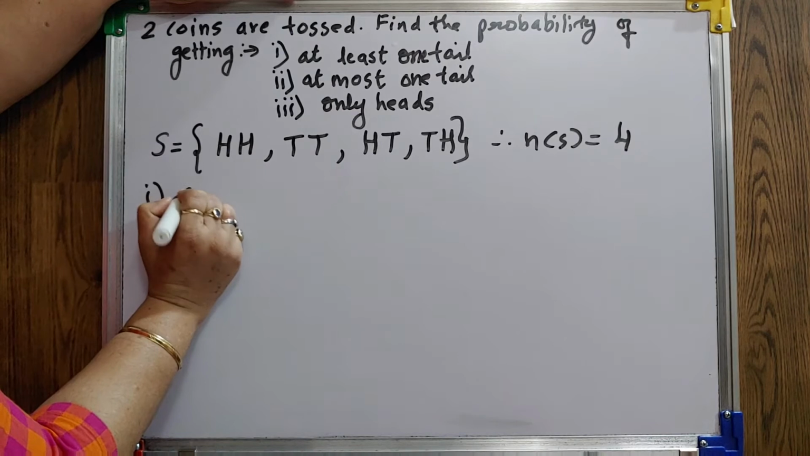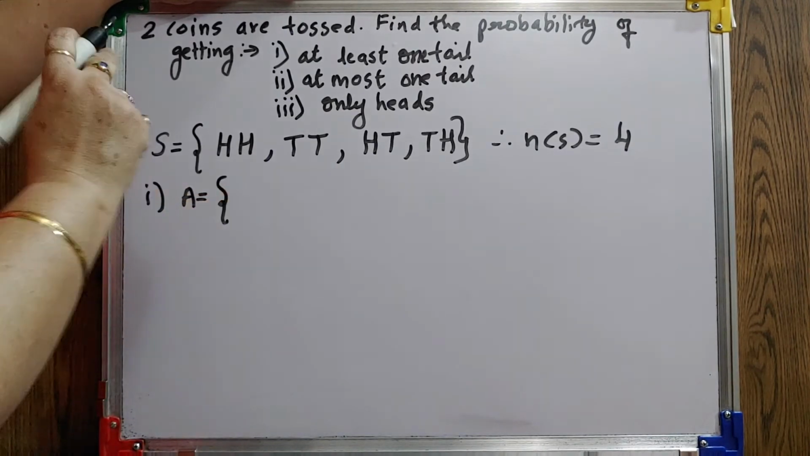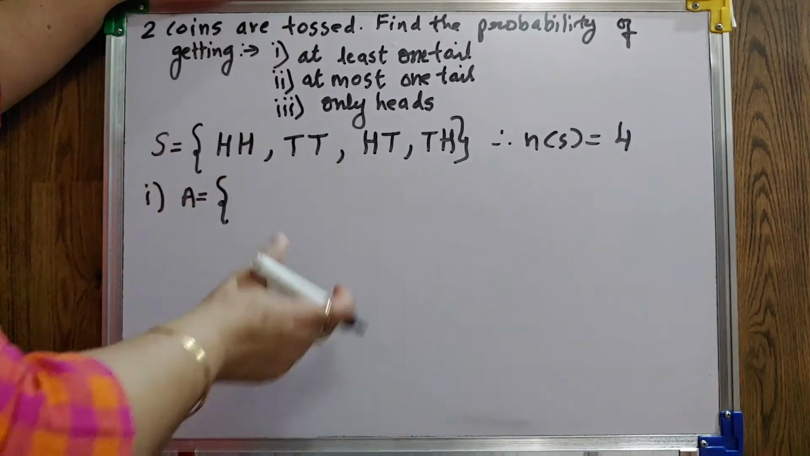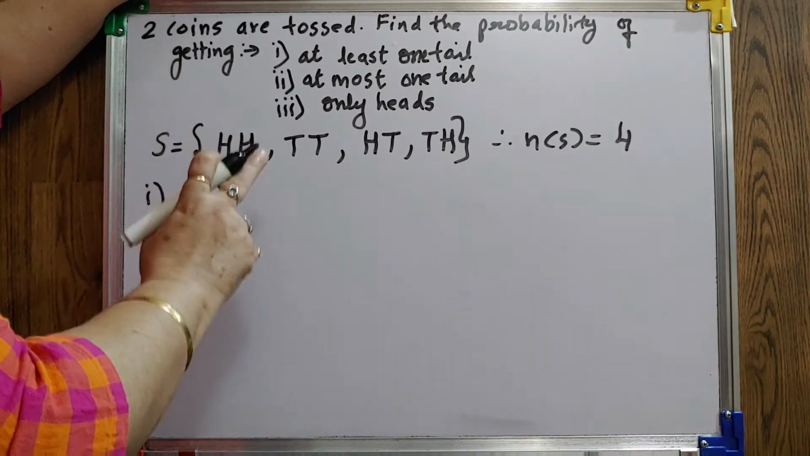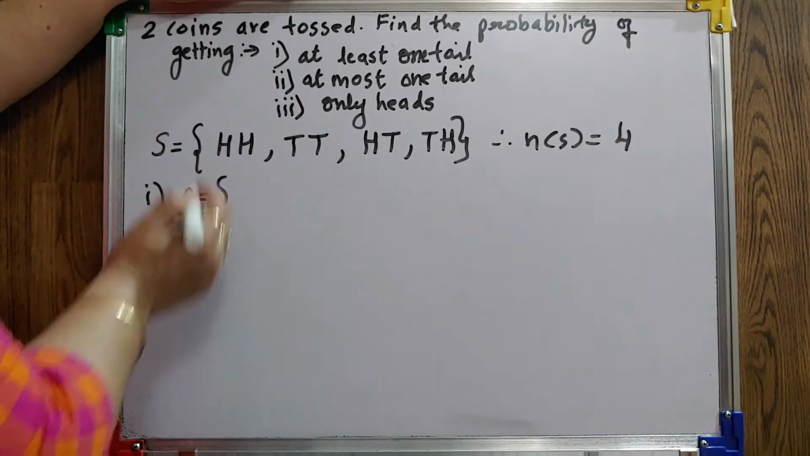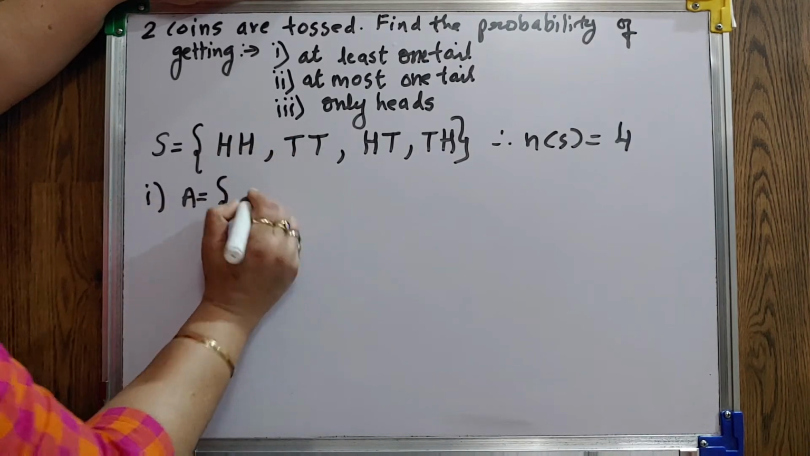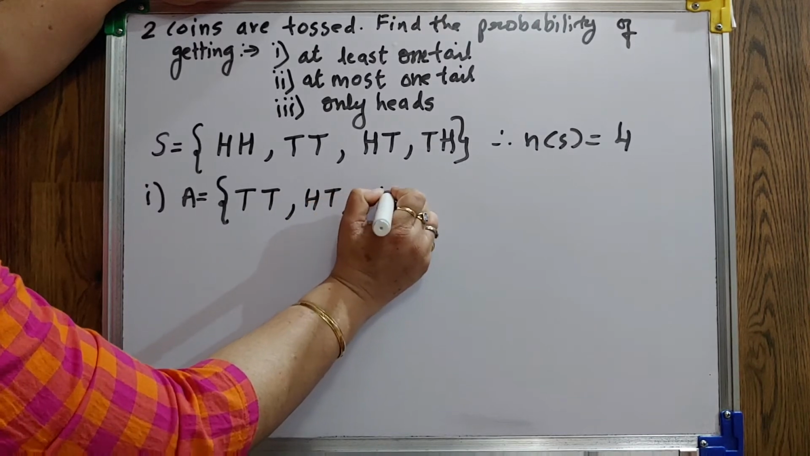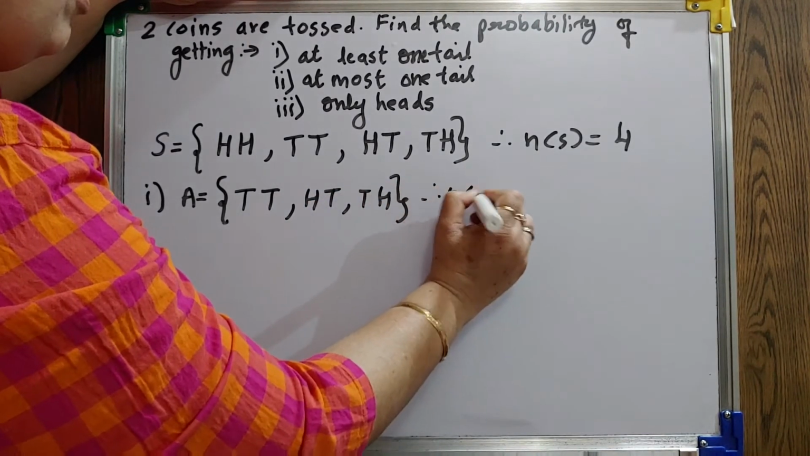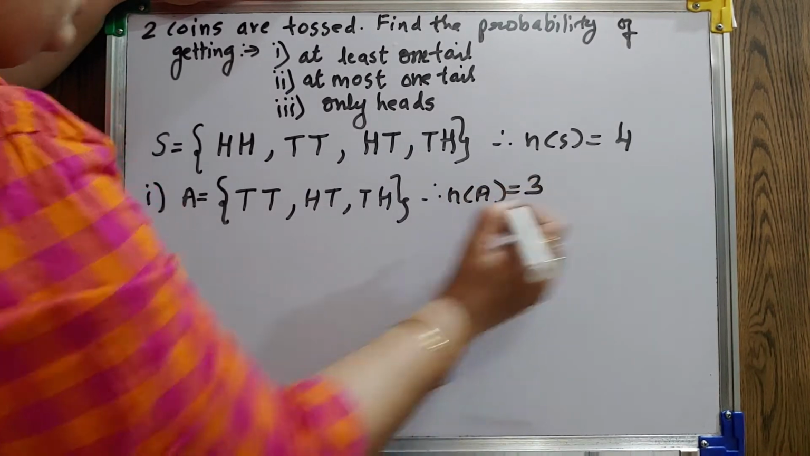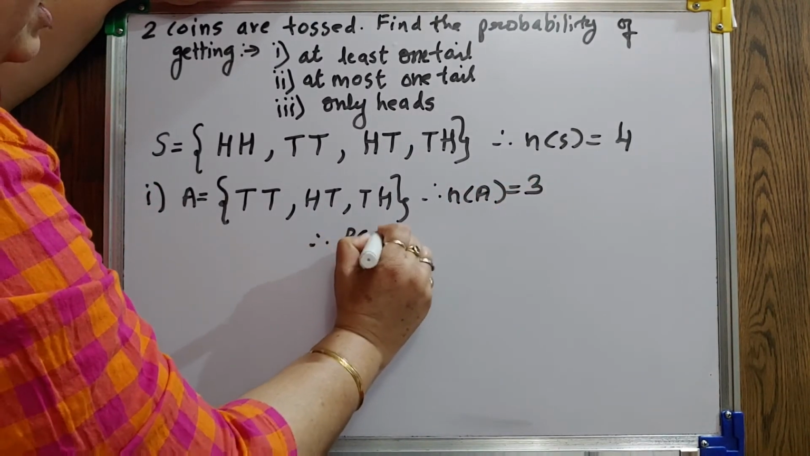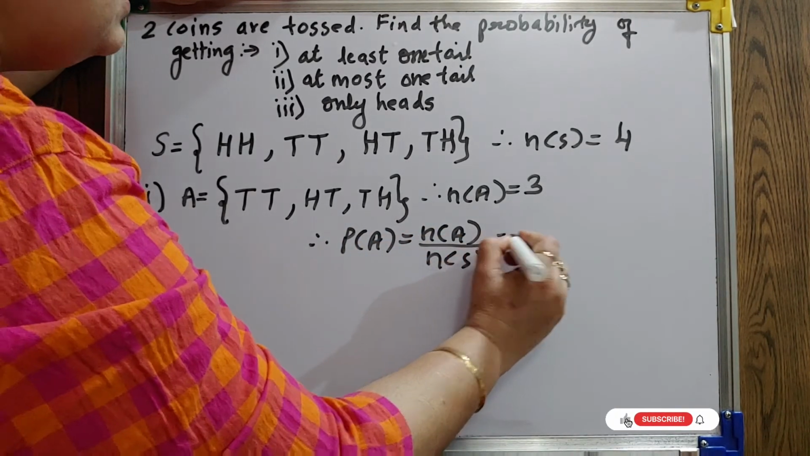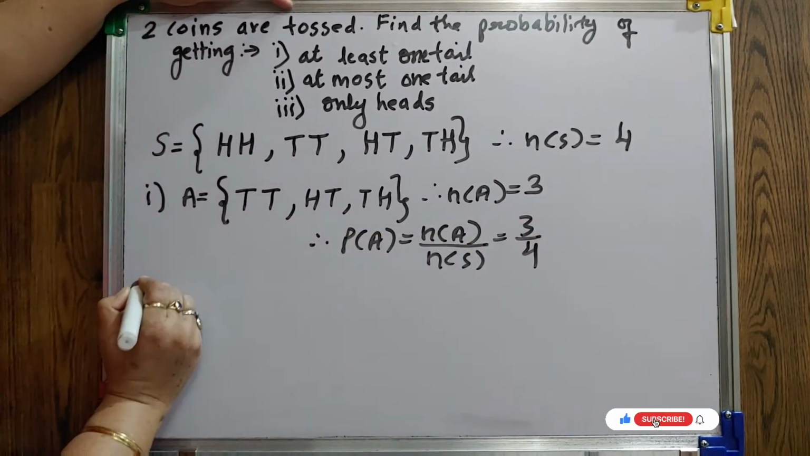Now according to the first one, at least 1 tail. At least 1 tail means 1 tail or more than 1. So from this we have to select the elements which have 1 tail or more than 1. So I can't select this. Double T I can select, HT, TH. So my N of A is 3. Therefore, my probability of A will be N of A by N of S, 3 by 4.